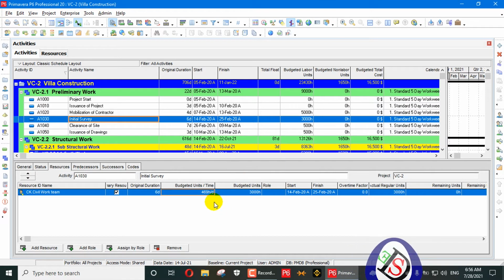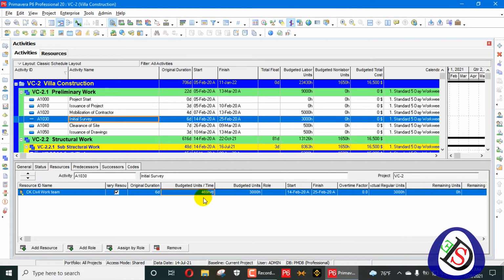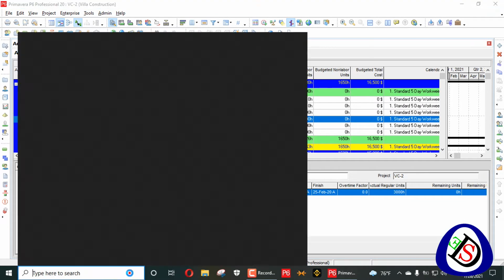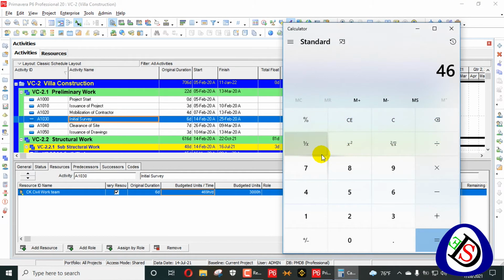So 469 hours per day. This team will work 469 hours per day. You can easily assume how many workers will work 469 hours. For example, if each laborer works 10 hours, you need 46.9 people, which means 47 people are needed to do that.